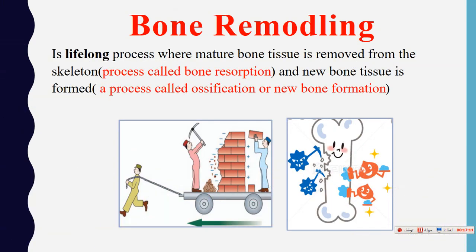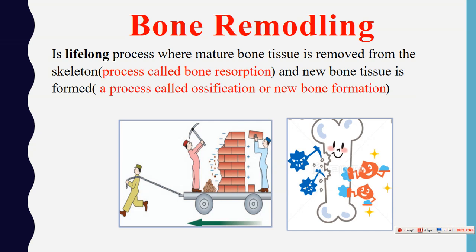Then I will talk about the meaning of bone remodeling. Bone remodeling is the lifelong process where mature bone is removed from an area by the process called bone resorption, and in another area new bone tissue is formed. Old bone is removed and new bone is formed by the process called new bone formation, or ossification. This is the definition of bone remodeling.